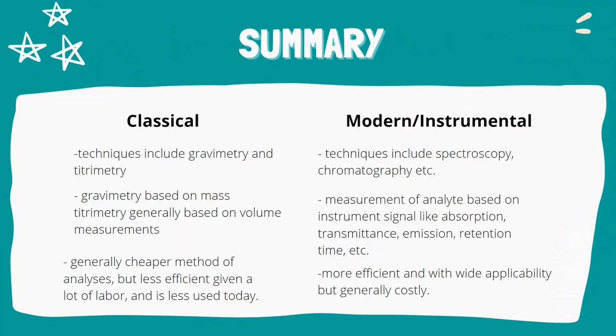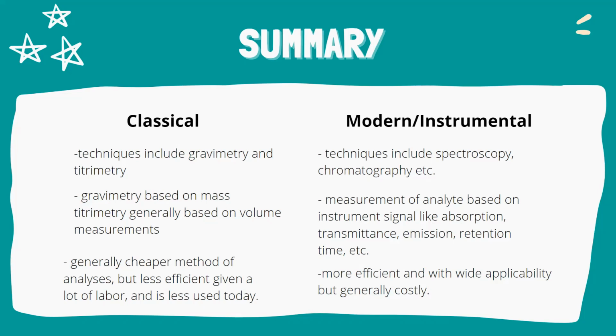So as a summary, we have discussed about classical and modern instrumental analytical chemistry. In classical, we have techniques including gravimetry. In modern naman, includes spectroscopy and chromatography. In classical, gravimetry is based on mass, and titrimetry just generally based on volume measurements.